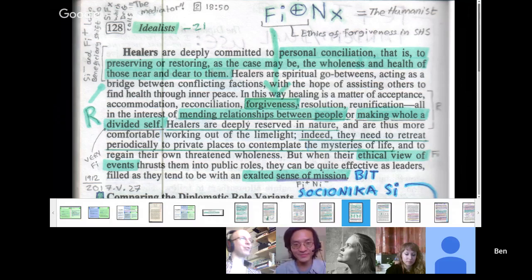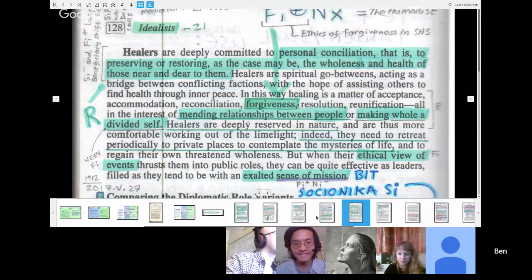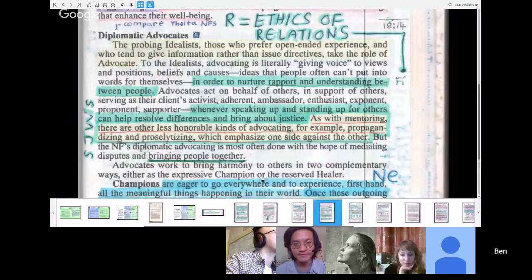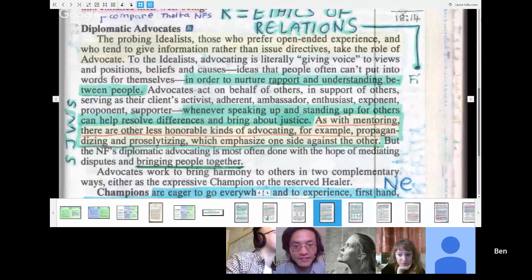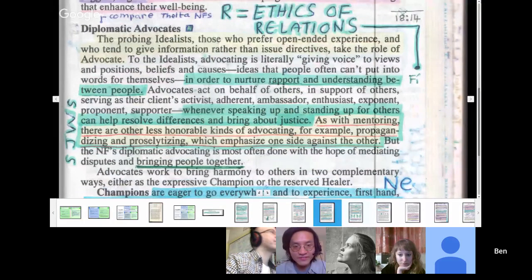So I'll stop you there. Is that true for you? What do you think of what you've read so far? Can I go to the first page again? Okay, yes, I will go to the previous page. Okay. I think it's that one, and it's down there. There we go, diplomatic advocates.